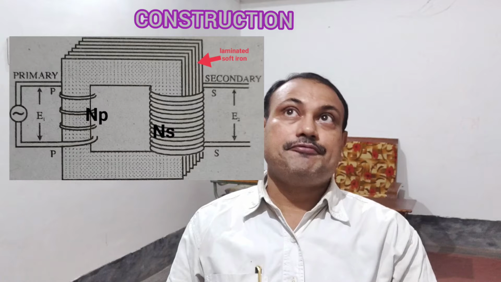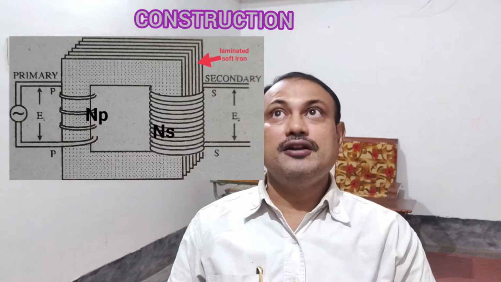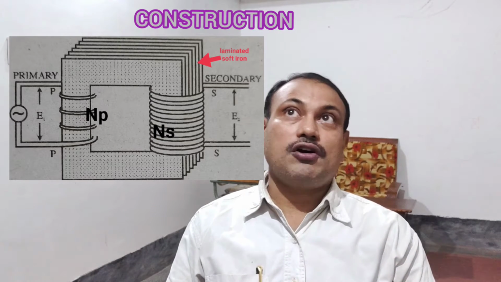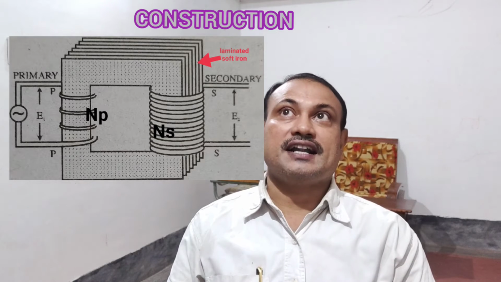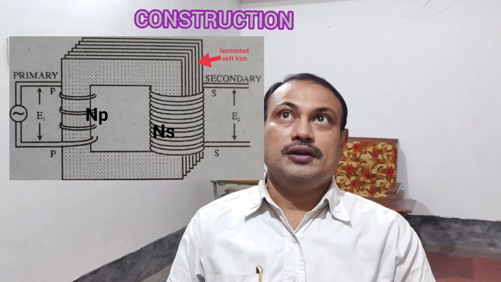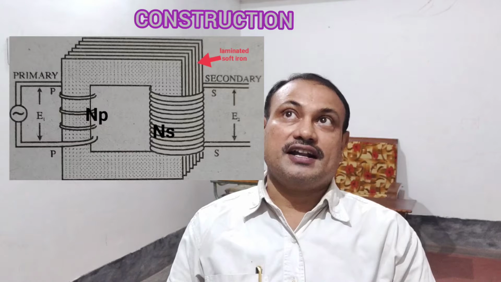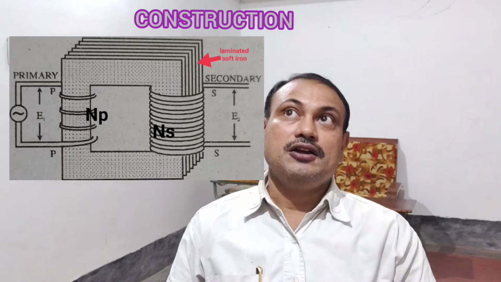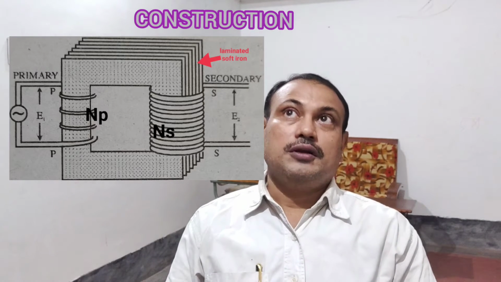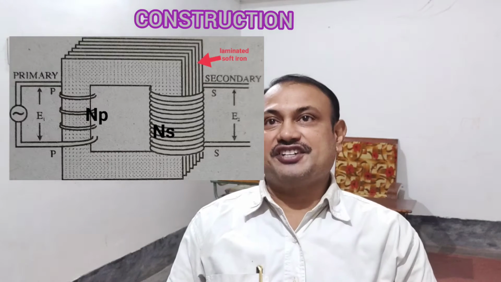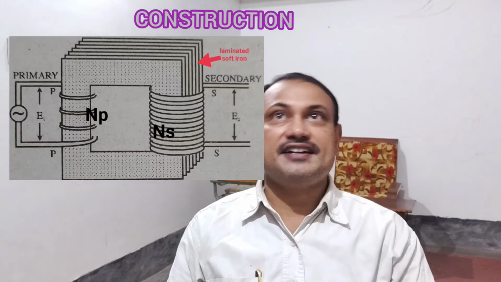Now, if you see the construction, the core is made up of laminated soft iron on which coils of insulated copper wire are separately wound. Primary and secondary coils are insulated from each other and also from the core, but are coupled through mutual induction, and the number of turns in primary and secondary coils are different.